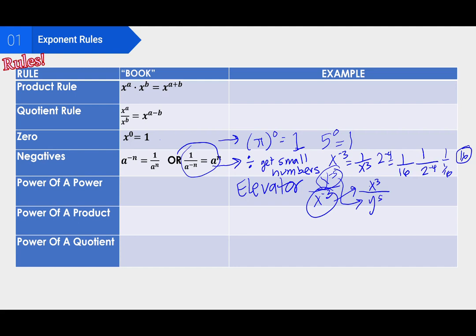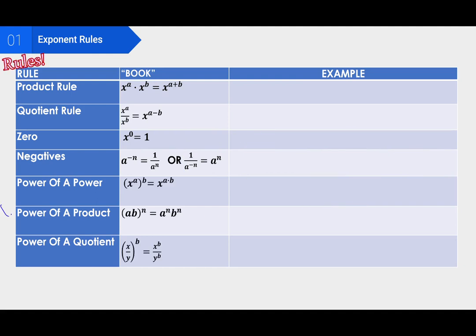Okay, the next 3 all have to deal with parentheses. So I just call these parentheses rules. If you have an exponent on the inside of parentheses, the power rule will start there. So let's say we have x to the third to the second power. That means we have x to the third times itself twice. The product rule says we add those together, you get x to the 6th. So the shortcut on this one is to multiply those exponents. So even with negatives, if I have x to the negative 5 to the negative 3, that's going to multiply and get x to the positive 15th.